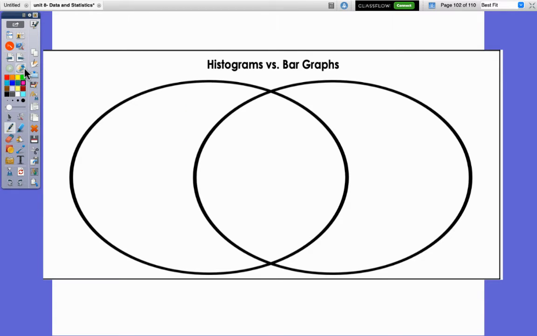Okay, this is the big thing that we're going to do. We're going to look at histograms versus bar graphs, where they are the same and where they are different. I need this filled out for you. I need a histogram over here, a bar graph over here, and then both is where they meet in the middle, and they both have things.